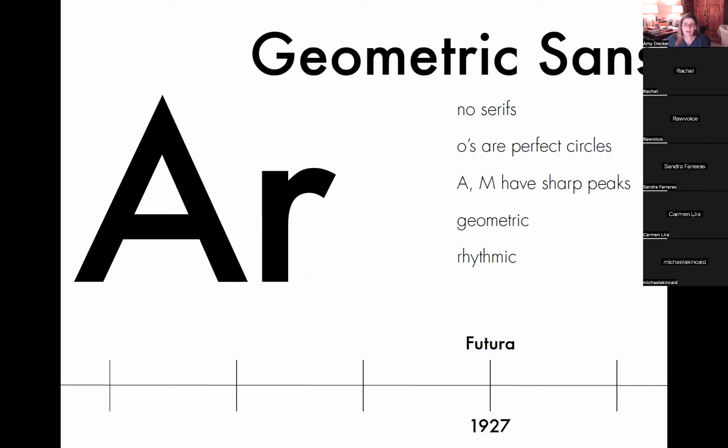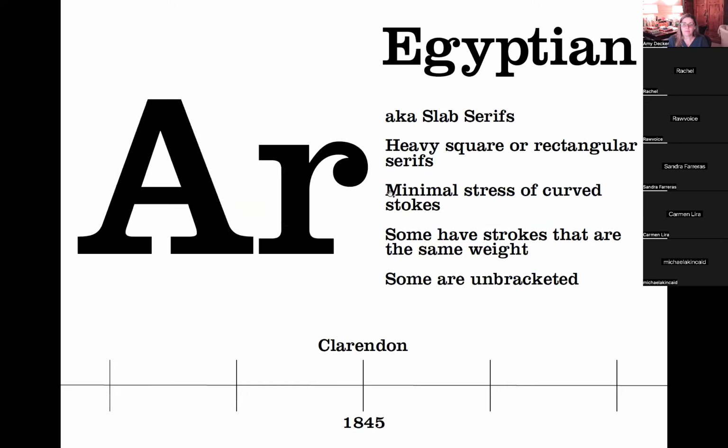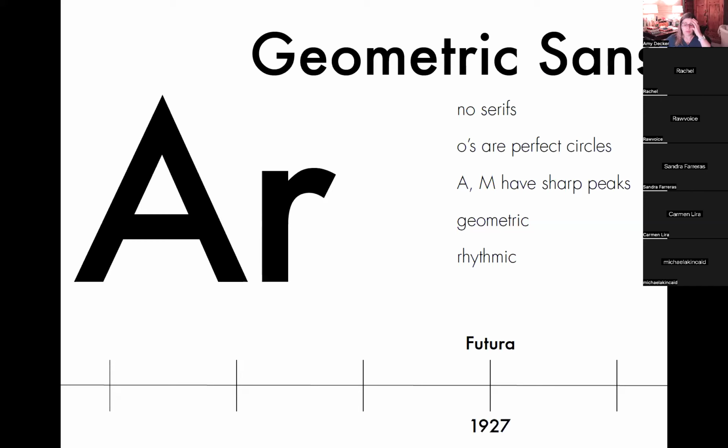And so geometric has no stress. Since we're talking stress, I'm going to go back. That's this guy right here. This is the geometric. No stress, no change in thick to thin. The O's are perfect circles. The A and M have sharp peaks. It's very geometric, very rhythmic. Futura was designed in 1927. It's also the first typeface that landed on the moon. The actual moon landing sign is set in Futura. Fun fact.